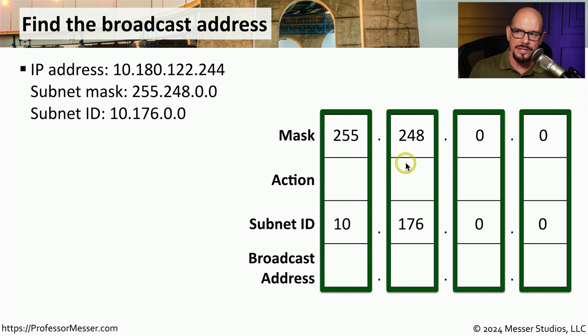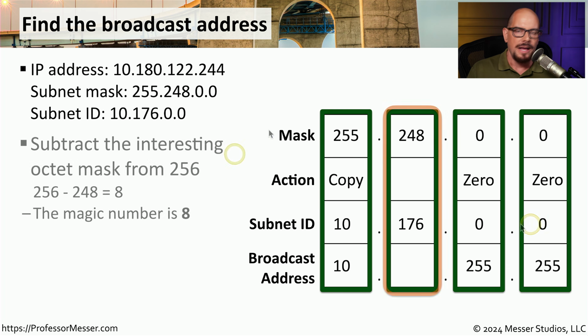We'll use a similar process we did before, where if we had a 255 in the list, we're going to copy and bring down that subnet ID. So the first octet will simply copy down the number 10. Anywhere that we have a 0, we're going to put a 255, and we have zeros in both our third octet and our fourth octet. As we already know, the second octet is our interesting octet. So we're going to perform our calculation, taking 256 and subtracting 248 from that, meaning our magic number is 8. This is obviously the same magic number we calculated earlier.